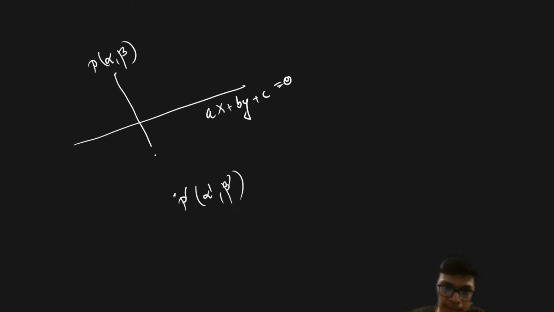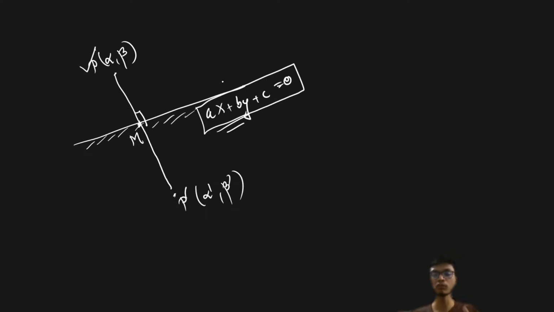So I know that the line PP dash is going to be perpendicular to the given line. So I can find the slope of PP dash, and that multiplied with the slope of the given line should be equal to minus 1, because they are perpendicular lines. Next, I can find the midpoint of PP dash, and that will definitely lie on the given straight line, because it's a mirror. From that also I can solve it.